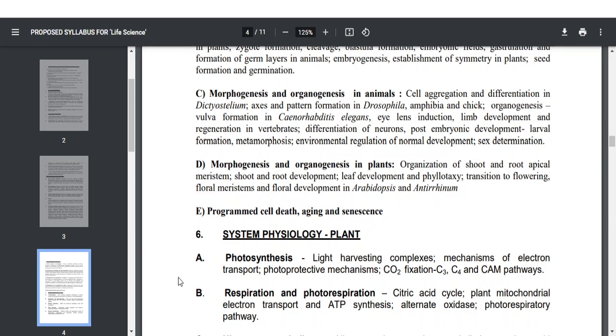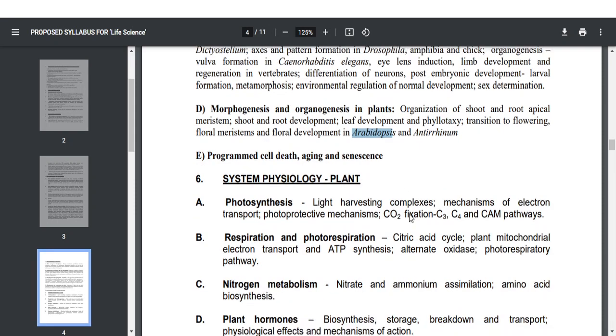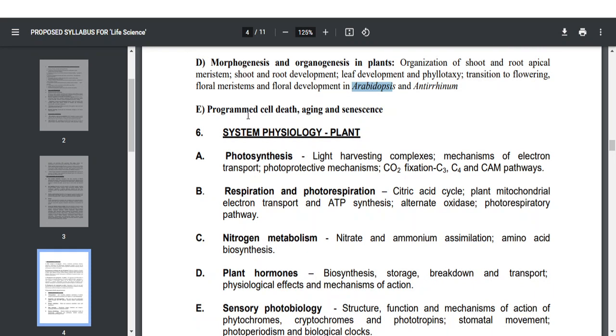So regarding section D, which deals with morphogenesis and organogenesis in plants, if you want to skip these topics, you can skip them, because we are going to study the same topic in plant system physiology. I will concentrate only on shoot development, root development, the organization of shoot apical meristem and root apical meristem, the transition to flowering, and floral meristem and floral development in these two plants. Okay, next is programmed cell death, aging and senescence.